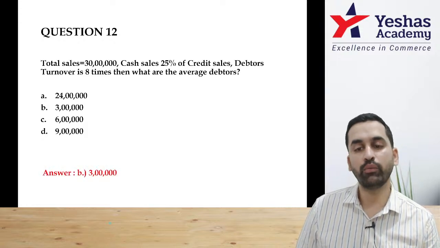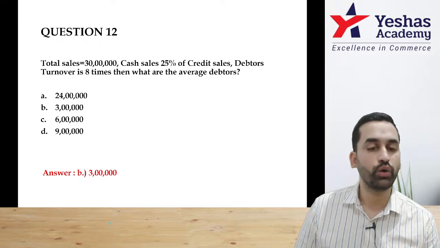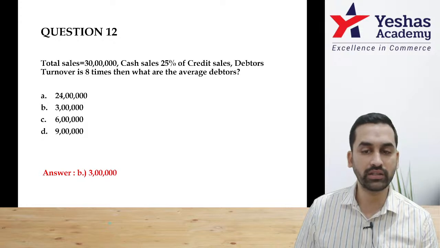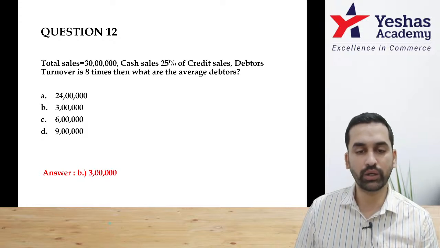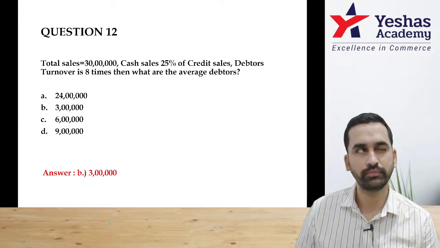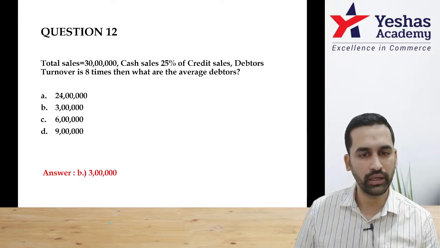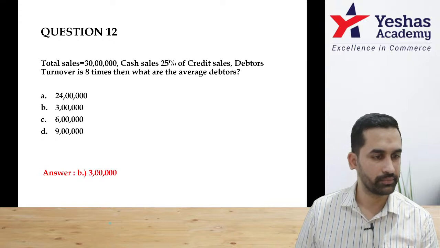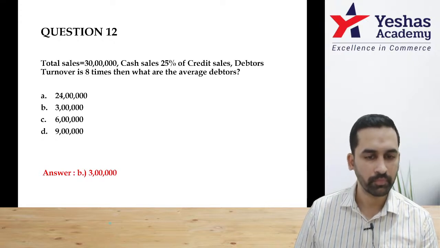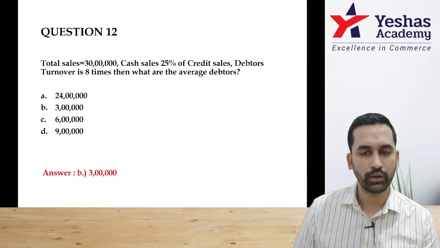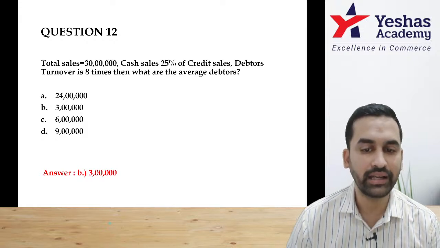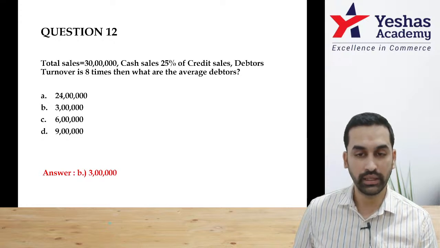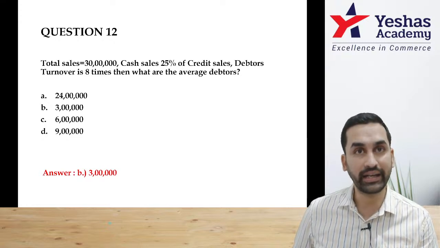Yes. And they want you to find out average debtor. You already have debtor turnover ratio with you. So left hand side DTR 8 is equal to credit sale. I think you get 24 lakh. I think the final answer is 3 lakh rupee. Am I correct? Is everyone getting the answer? 24 lakh is credit sale value. That's not the final answer. Final answer they want from you is debtor value.